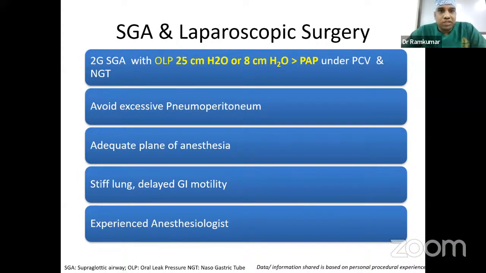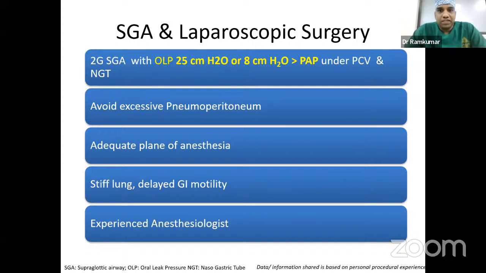So the solution is to use a second generation device with an oropharyngeal leak pressure of at least greater than 25 centimeters of water. Or what you can do is test the oropharyngeal leak pressure in supine normal ventilation under pressure control mode. Whatever the peak airway pressure is in the supine ventilation stage, you can raise the airway pressure 8 centimeters beyond the maximum achievable pressure in a supine position. If the device is able to achieve such a pressure, that means it can withstand the laparoscopy surgery.